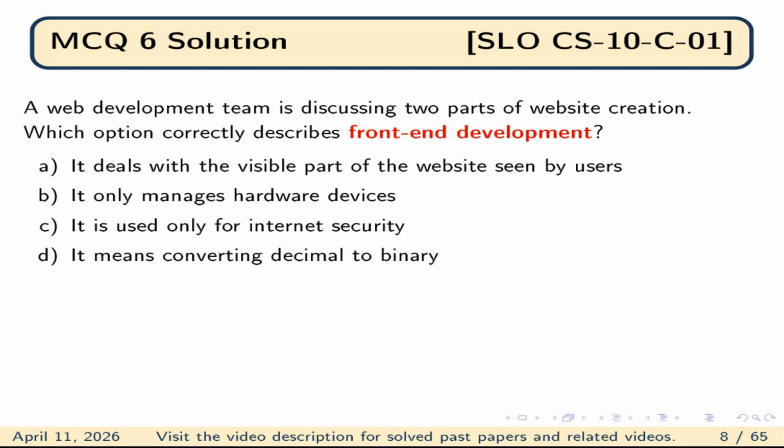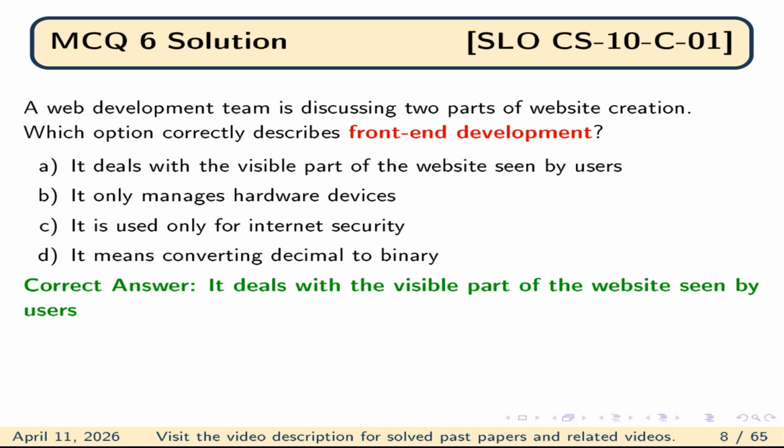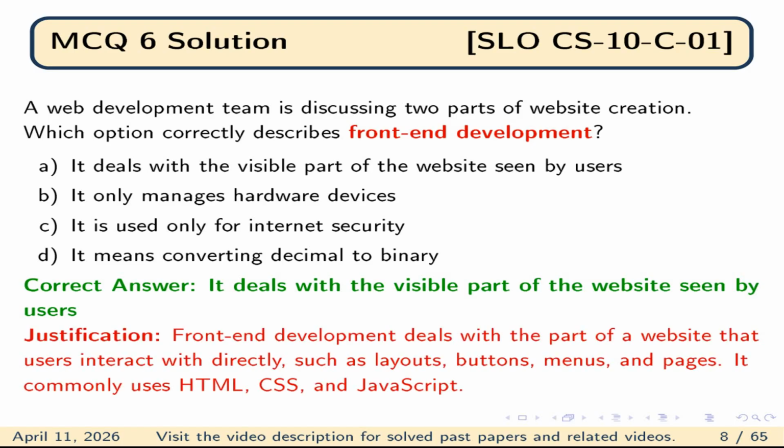It deals with the visible part of the website seen by users. It only manages hardware devices. It is used only for internet security. It means converting decimal to binary. The correct option is it deals with the visible part of the website seen by users. Justification: front-end development deals with the part of a website that users interact with directly, such as layouts, buttons, menus, and pages. It commonly uses HTML, CSS, and JavaScript programming.